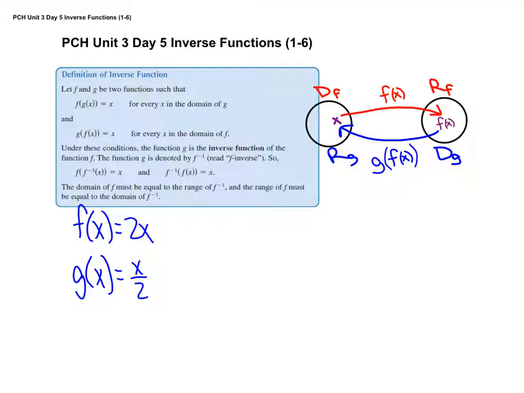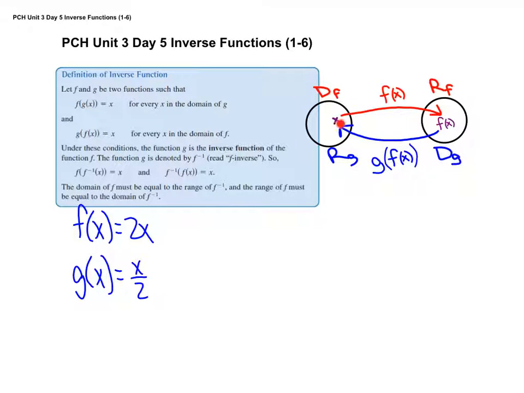But then I've got this other function g. And g takes values from this set. Here's the domain of g right here. And it takes values here and it maps them over to this set here. And this set here is the range of g. But notice how these two functions work together.